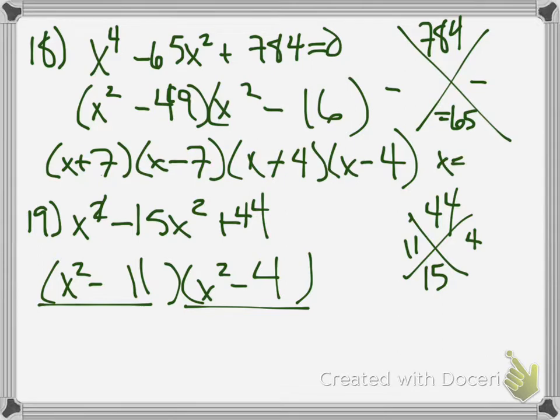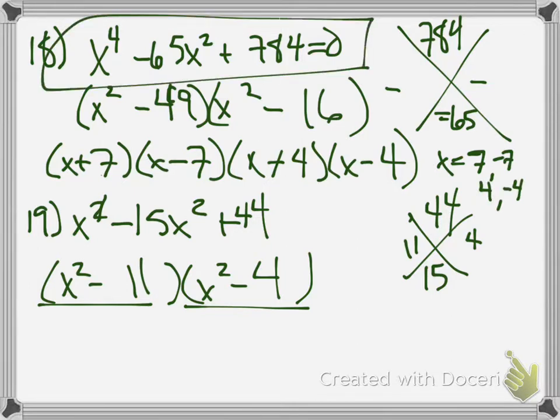So don't forget that you could change the sign of all these. So this one is 7, negative 7, 4, negative 4. Well, cripes, then you could have just graphed this and seen where they cross.